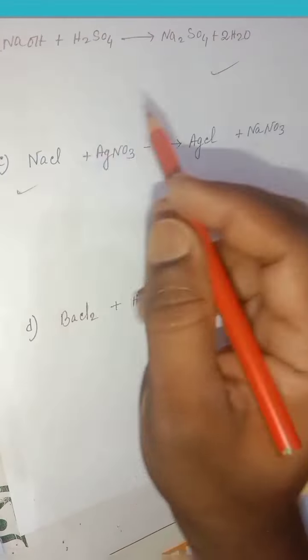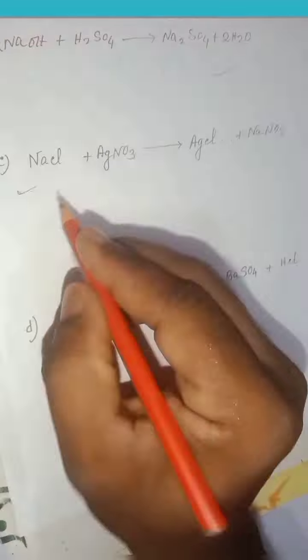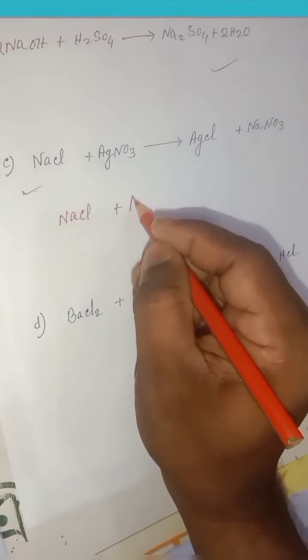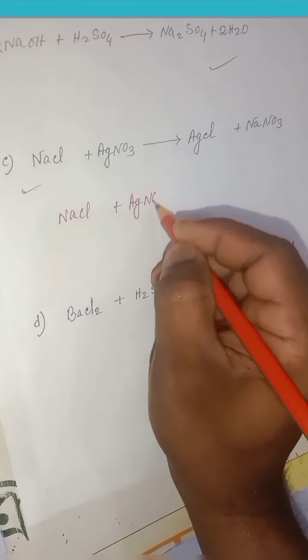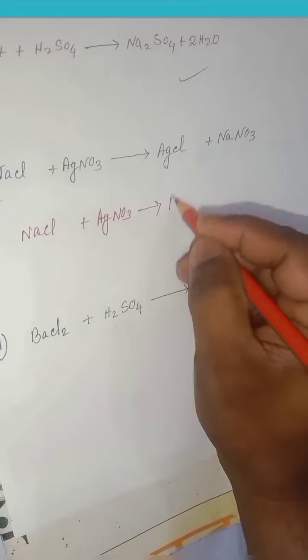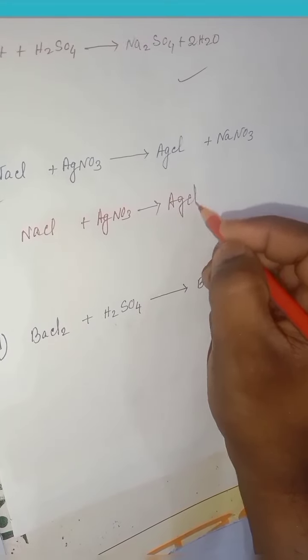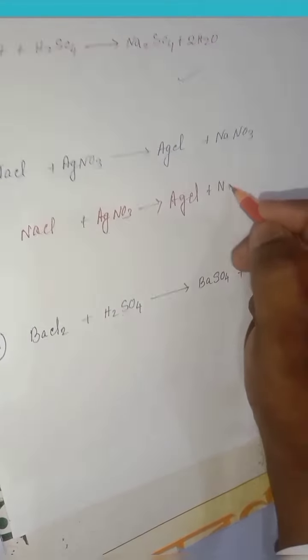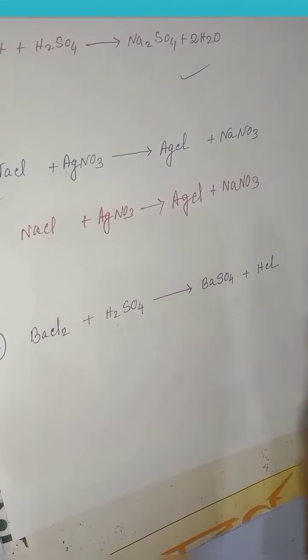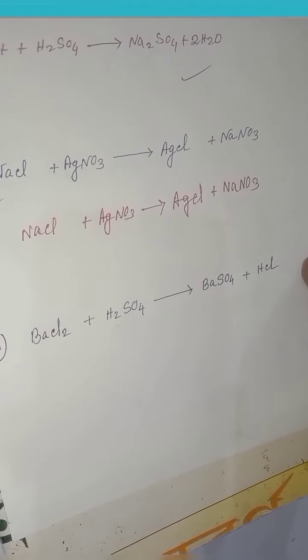So there is no change: NaCl plus AgNO3 gives AgCl plus NaNO3. It is one type of double displacement reaction. Okay.